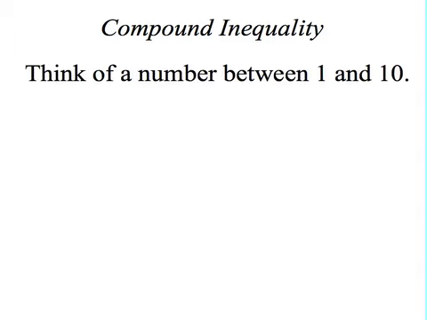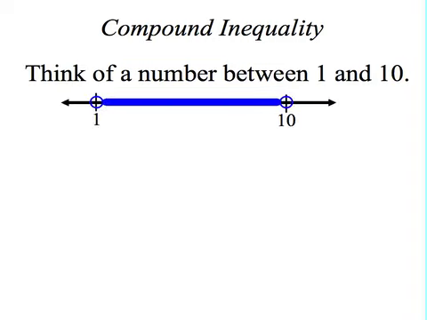And now we'll talk about something called compound inequalities. Some textbooks call it combined inequalities. But I'm going to ask you to think of a number between 1 and 10. And here's how you would graph that. It represents the graph of all of the numbers that are both greater than 1 and less than 10. Or, as I said in the sentence, between 1 and 10.